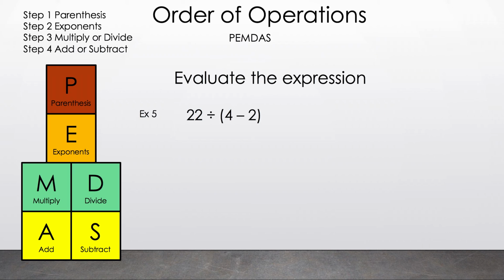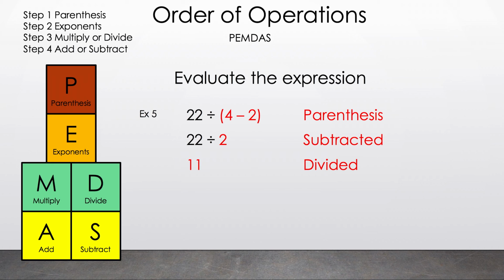Now let's take a look at example 5. So we have 22 divided by the parentheses of 4 minus 2 in parentheses. So once again, we're going to take a look at the parentheses and we're going to go ahead and subtract 4 minus 2, which is 2. And now we can go ahead and do 22 divided by 2, which is 11. And that is your answer.